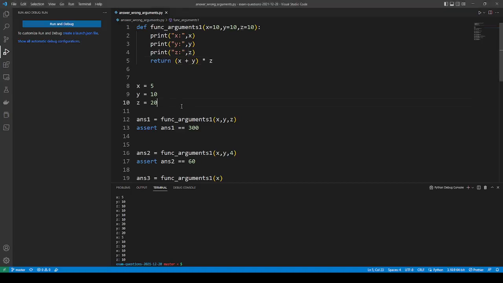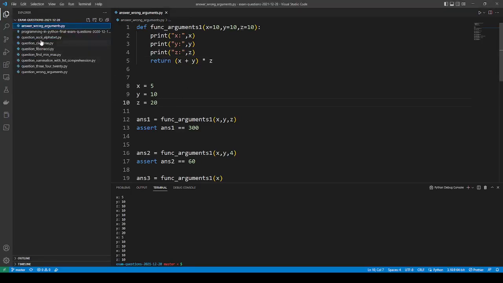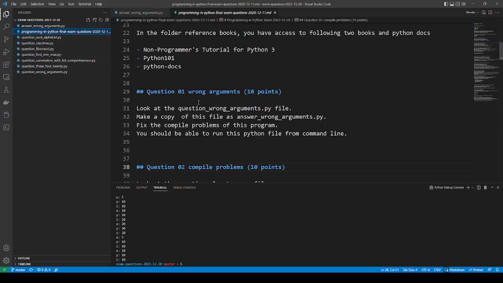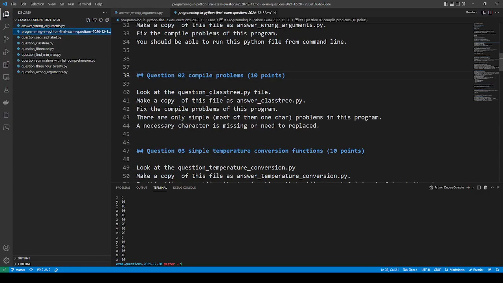Okay, let's continue with the second question, and we are here. Our second question says to look at the question class tree file. Make a copy of this file as answer class tree. Okay, let's see. Fix the compile problems of this program.